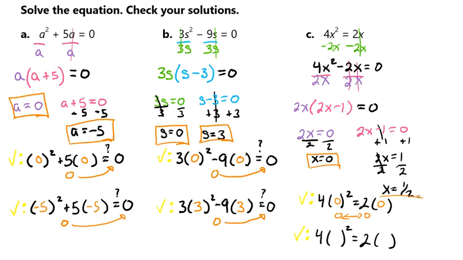And now we're going to check that 1/2. So I plug that in. And 4 times 1/2 squared, and so 1/2 that's squared is going to give us a 1. And 2 times 1/2 is a 1. And those match. And so x equals 1/2 is a solution.